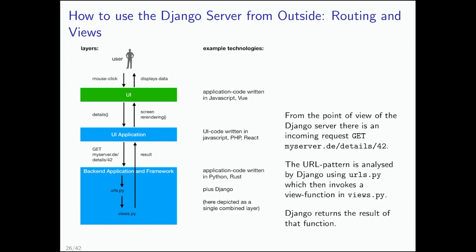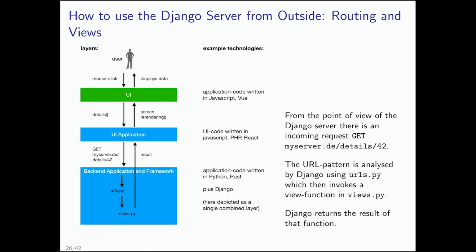So what does it mean, how to use the Django server from outside? You have to have something like routing, and you have to have something like views. If the user performs a mouse click on the UI, as I just did in the browser on the blue text, then the UI application has to make sure that this is translated to a call to the server. That's called a GET call. The GET call is a call done from the application to the Django server or to a web server. Those are also GET calls. That call will return some data. It could be a web page, but it could also be JSON.